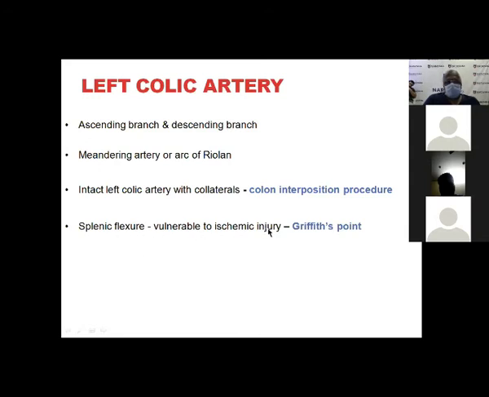Splenic flexure is vulnerable to ischemia. This is called Griffith point. This is one of the commonest areas for ischemic colitis. The point being said is, imagine this is the colon, and there will be the vessel. There's a long way it has to travel and come into the colon. Because of that, there is always a point of ischemia. This Griffith point is the point where there is commonest occurrence of ischemic colitis.